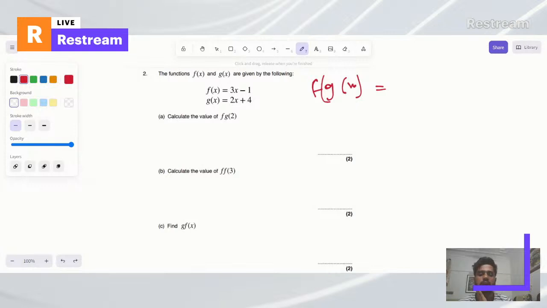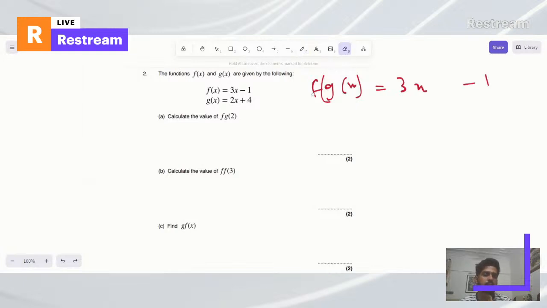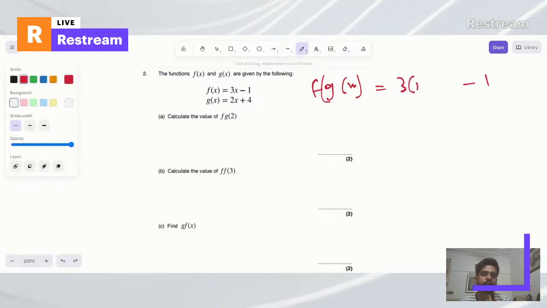So how am I going to do that? I take the function of f, which is 3 times x minus 1. Now instead of x over here, I have gx. So what's the value of gx? gx is 2x plus 4, right? Now I simplify it, so 3 times 2x becomes 6x, and 3 times 4 becomes 12, so minus 1. The final answer would be 6x plus 11, right?